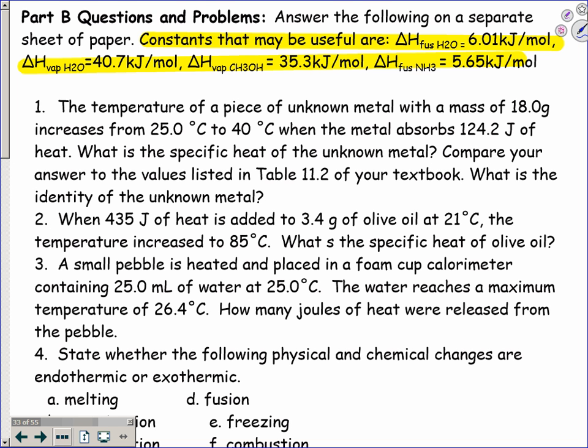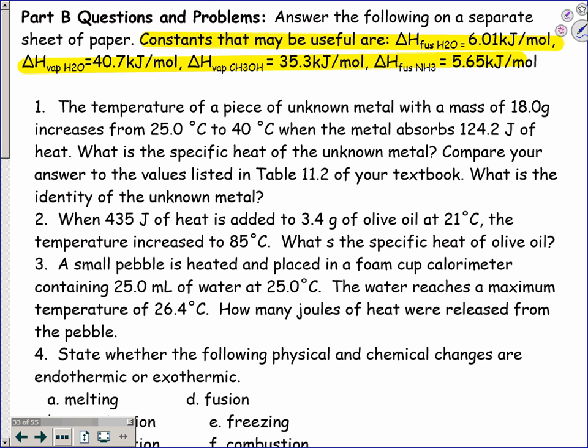H vap, I told you it's 44 just for the purposes to do problems yesterday, but this is the exact value: 40.7. H vap of methanol, 35.3 kilojoules per mole. And H fusion of ammonia is 5.65 kilojoules per mole. If you don't write those down now, you can just look them up in your book. You'll use those for some questions later on in the problem set. Or take a picture real fast, and then we'll explain our lab. Like I said, I'll put this back up there, but I was just making you aware that those constants would be required to complete these questions.